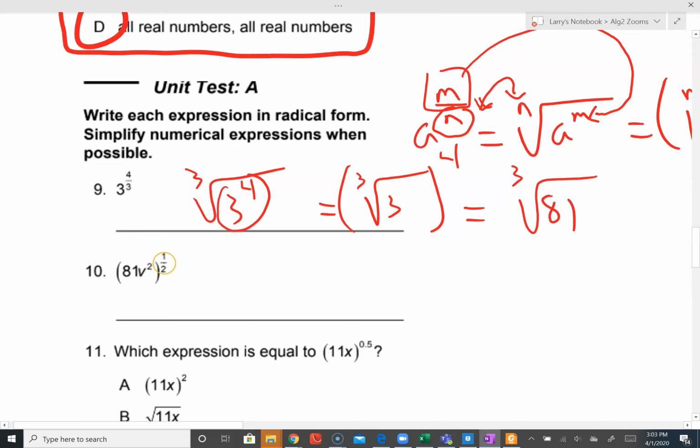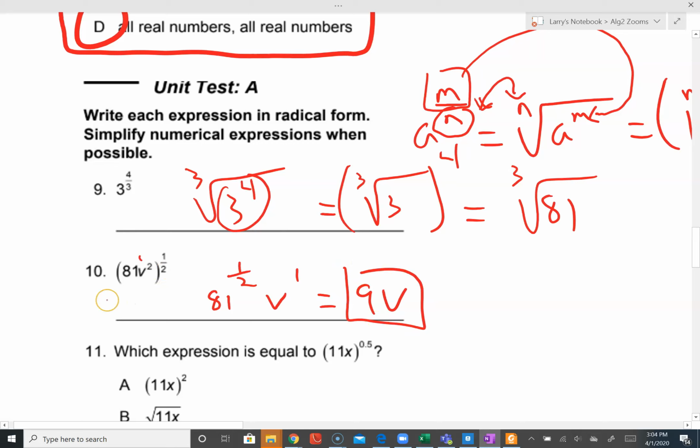B, in this case, we're going to employ our power rule of exponents. A power to a power we multiply. 81 has the implied power of 1. So what we have here is 81 to the 1/2. V squared to the 1/2 becomes V to the first. I've simply multiplied the 1/2 by both those exponents. Well, V to the first, that's as simple as it can be. 81 to the 1/2, that means the square root of 81. That's 9. So this is 9V.